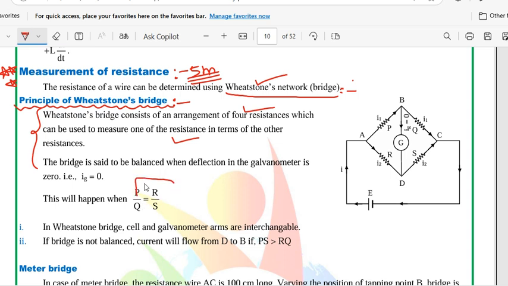I have told you that four resistors are connected which can be used to measure one of the resistances in terms of the other. So that resistance in terms of P, Q, R, S can be written as P by Q is equal to R by S. See, in a Wheatstone bridge, the cell and galvanometer arms are interchangeable. If a bridge is not balanced, the current will flow from D to B. These are some concepts related to the Wheatstone bridge.